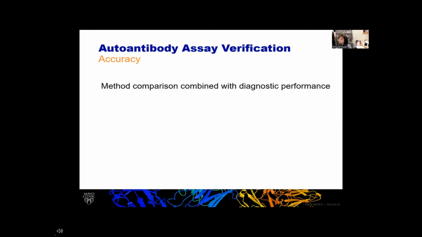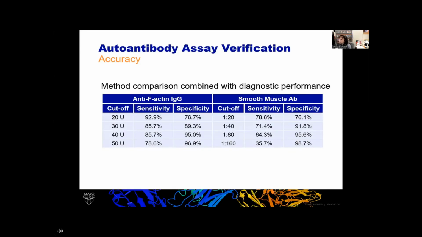Well, we came back to the same approach that we took when we had the CCP testing, which was to look at the diagnostic performance. Again, we were lucky that we were able to get clinical information on all of the samples that we had assessed, and we looked at sensitivity and specificity of the F-actin IgG at various cutoffs, the manufacturer's cutoffs, as well as other cutoffs as we were assessing what if we had a more optimal cutoff to distinguish positive versus negative.